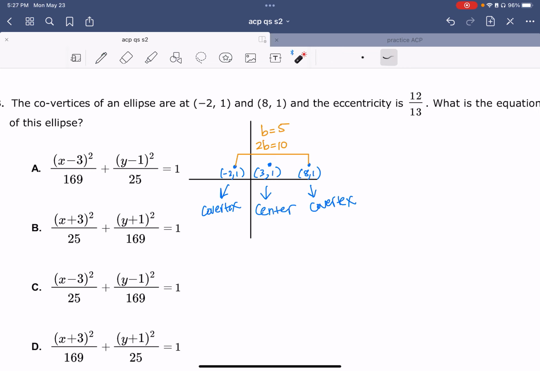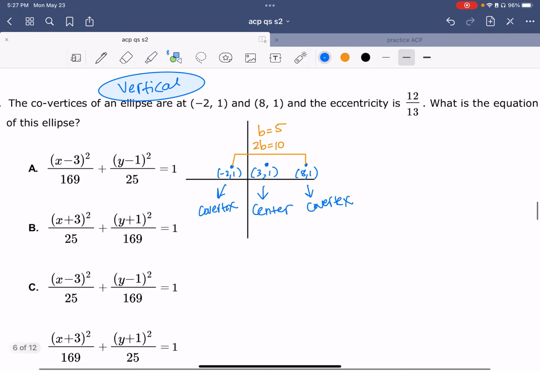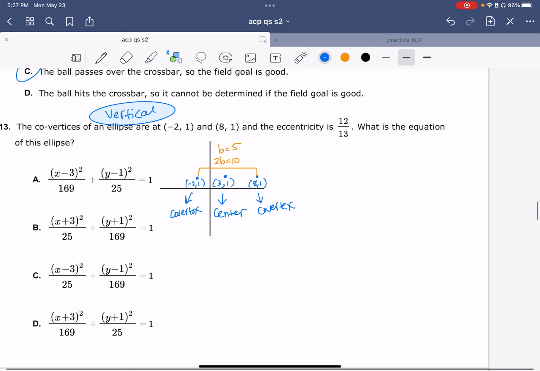Now, if the co-vertices are horizontal, that means the vertices, the legit vertices, are vertical. And the ellipse is vertical if the vertices are vertical. So since the vertices are vertical, then this is going to be a vertical ellipse. Okay. Let's see what else we can figure out.